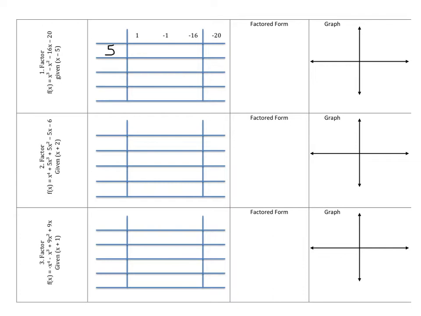Now in synthetic division, we always drop down the first term. So I'm going to drop down the number 1. Okay, from here, I'm going to multiply 5 times 1 is 5, add it to negative 1, and we're going to get positive 4. Now we're going to repeat the same process again, but this time 5 times 4 is 20. Add it to negative 16, and you end up with positive 4.